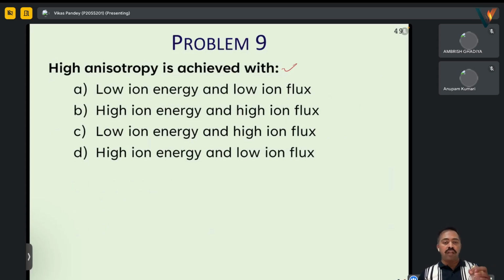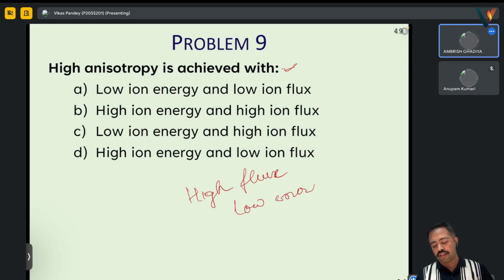Now, high anisotropy is achieved with low ion energy and low ion flux, high ion energy and high ion flux, low ion energy and high ion flux, or high ion energy and low ion flux. High flux and low energy. And why low energy? Because we want it to be slow and controlled. But if we have very low energy, we might not get an adequate amount of etching. That is why we need high flux in that case. So it will be low ion energy and high ion flux, that is C.